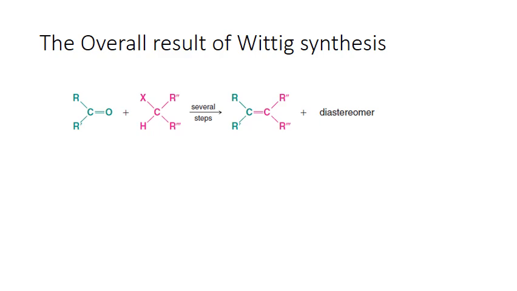This equation summarizes the overall result of the Wittig synthesis. The first step gives the alkene. Remember that the alkene is formed as E and Z isomers.